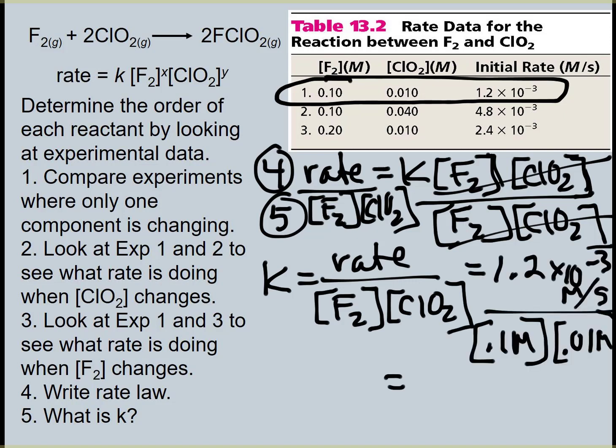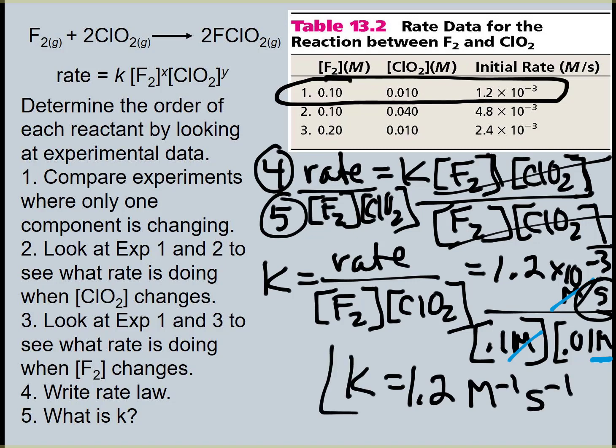So doing our math, I get 1.2, and let's figure out our units. This M's on top and this M's on the bottom. So I end up with this M that's on the bottom, so that would be M to the minus 1. And then I have this s that's in the denominator, so that would be s to the minus 1. And that's what my k is equal to.